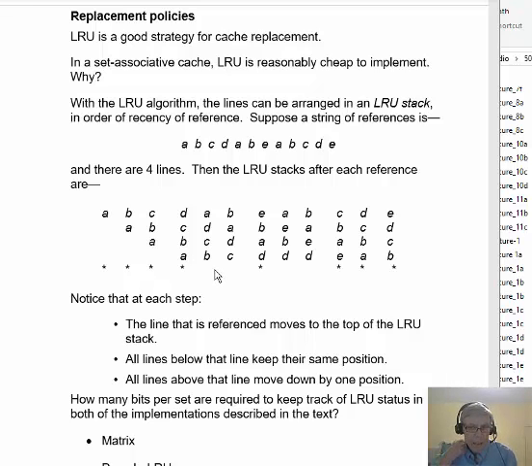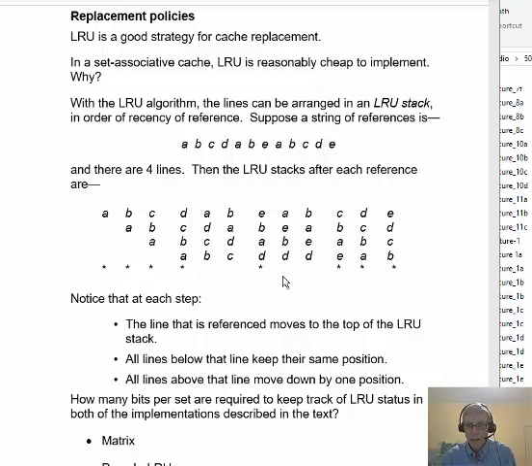We can reference A again, and that merely rearranges the blocks, with A now being the most recently referenced, D the second most recently referenced, C the third, and B the least recently referenced. So you see what's happened here is that every block in the stack has moved down by 1 except for A, which was raised to the top. Now B is referenced, and again every other block drops down by 1 position.